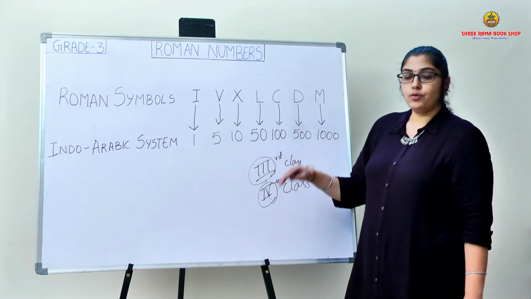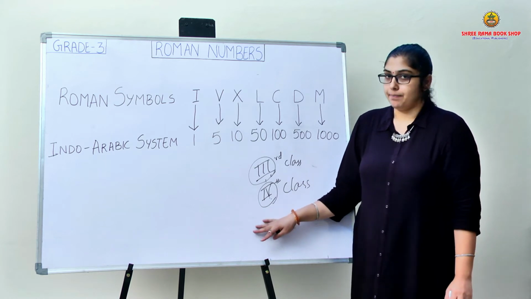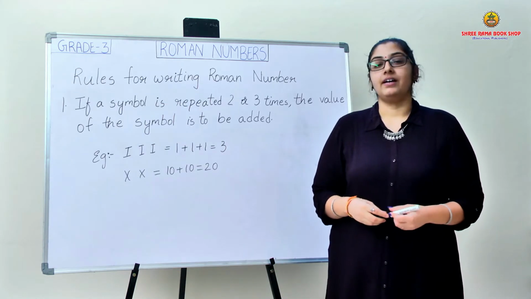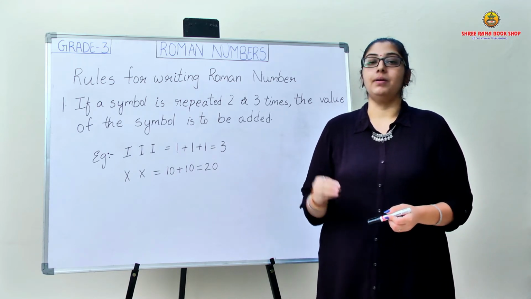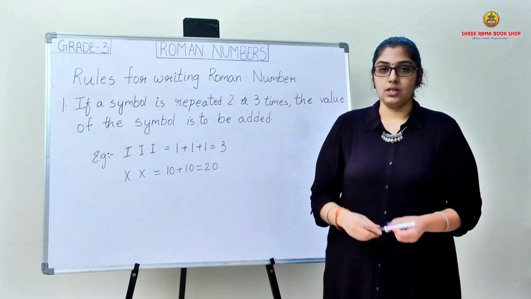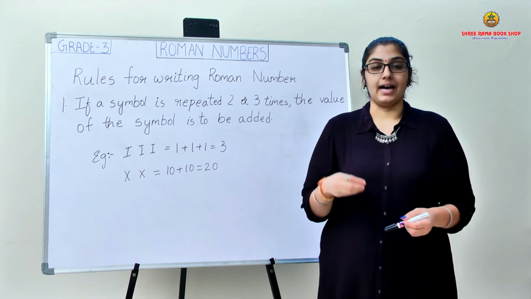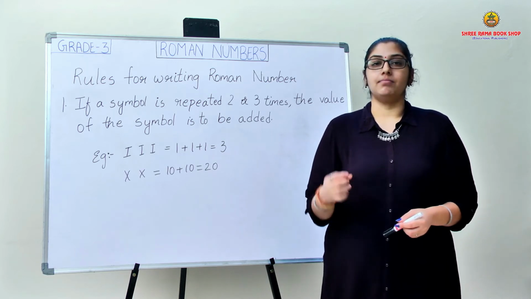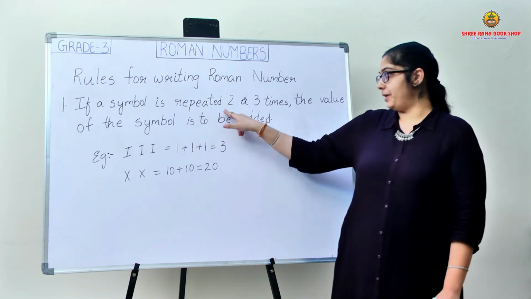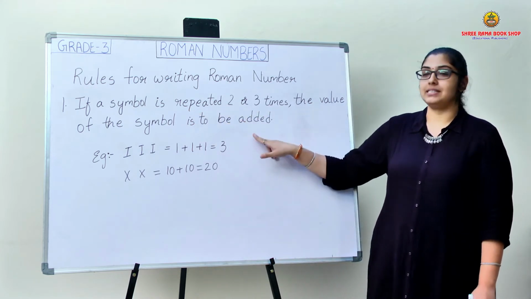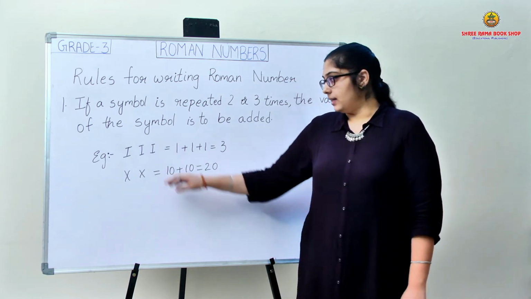You will now learn how to form numbers and also the rules used for forming these numbers. We have learned the different Roman symbols and how the Indo-Arabic numbers are represented by them. Now we have to form Roman numbers from those Roman symbols, and we have some rules to follow. Rule number 1 is, if a symbol is repeated 2 or 3 times, the value of the symbol is to be added. I have taken an example here, that is I.